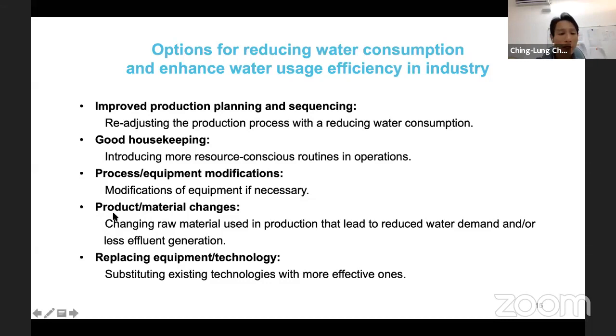And the next one is product material changes. By changing raw material usage in production, that leads to reduced water demand or less effluent generation. Then replacing equipment means substituting existing technology with a more effective one. So it means trying to use a more advanced or new technology with higher wastewater treatment performance, and it can also save water usage.